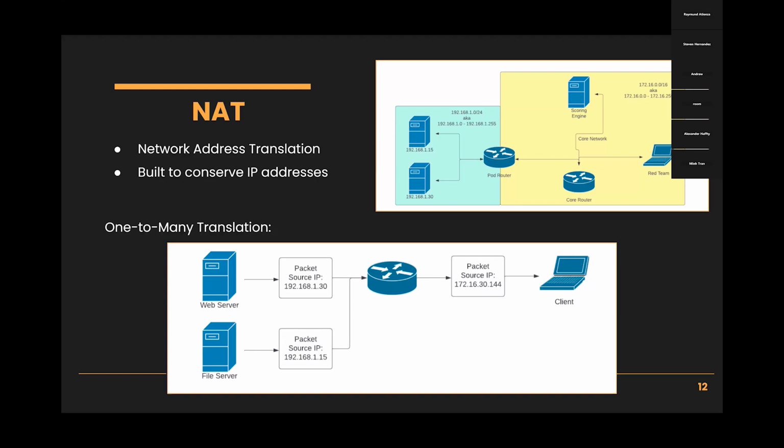Because there is a one-to-many translation on these devices, you can access both the web server and the file server using the 172.16.30.144 address. And again, you would have to specify a port to specify which server you want to access.